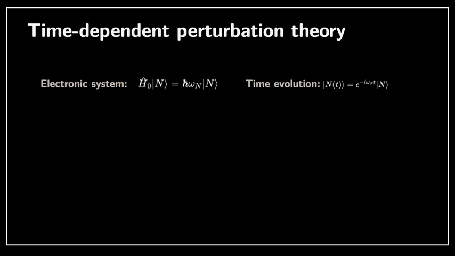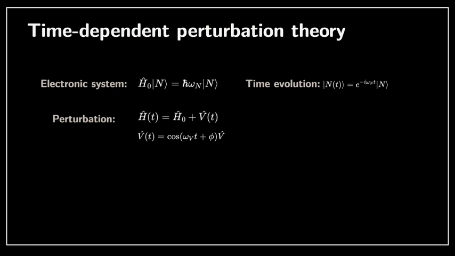Now the perturbation to the system corresponds to adding a potential V of t, a time-dependent potential, and that potential, of course, oscillates at the frequency of the laser. So here I wrote omega v as the frequency of the external potential, which corresponds to omega naught in the beginning of this presentation.